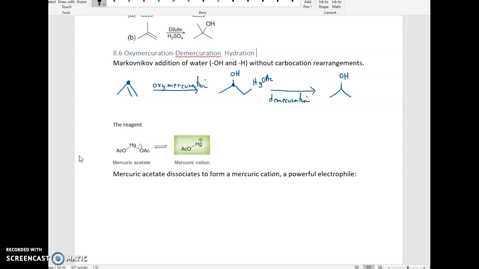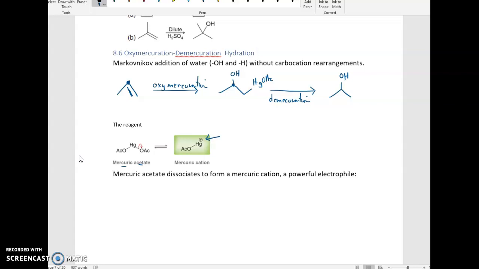Now, the reagent in this reaction is mercuric acetate, and it is in equilibrium with a mercuric cation. See that positive charge there? This is a powerful electrophile. It is very attractive. These pi bonds just love to come over and attack that positive charge.